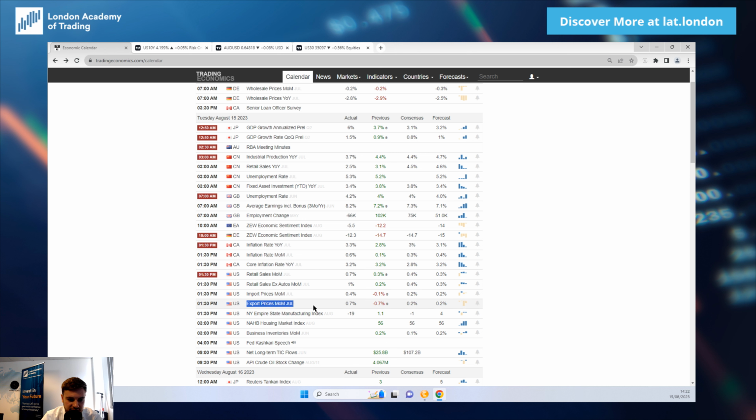Import prices and export prices, again, some contributing factor to the inflationary reading, 0.2 consensus for the two of them, but prices for imports and exports up 0.4 and 0.7 as well. So that's likely to continue to put upwards pressure on inflation, which we did see tick up in the US last week.